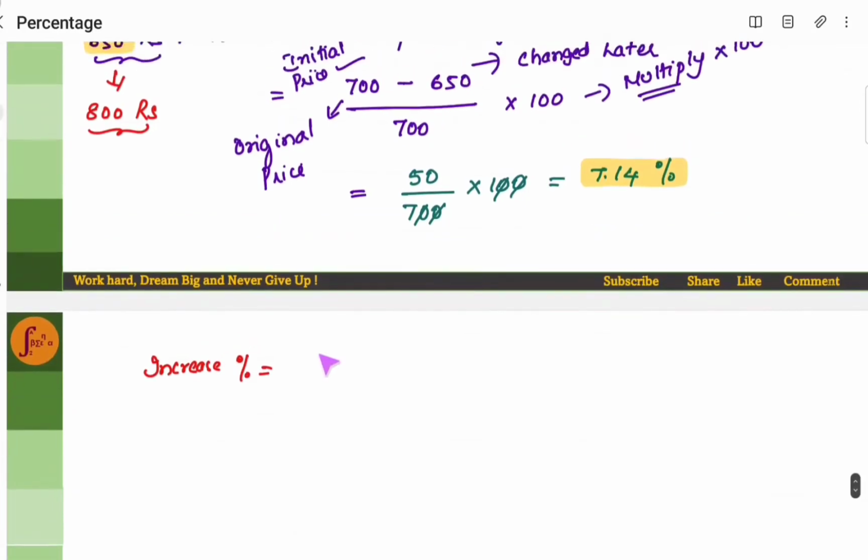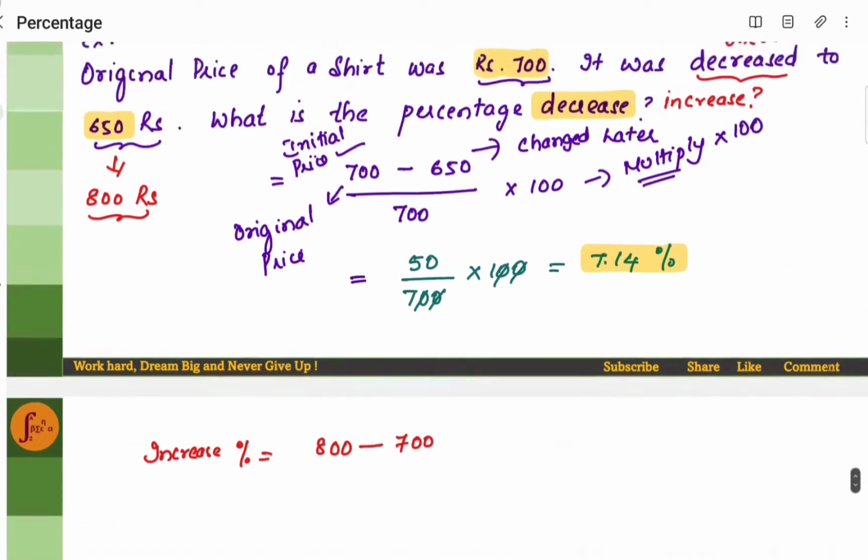I'll find the difference between the later price and the earlier price. Later price is 800, and initial price is 700. And I'll divide by the initial price. What is the initial price? 700. So remember one thing, the denominator will always have the initial price, the original price. Based on whether it is decrease or increase, you will swap this. If it has decreased, you will take initial price minus later price. If it has increased, you will take later price minus initial price. Basically, you have to ensure that the number is positive.